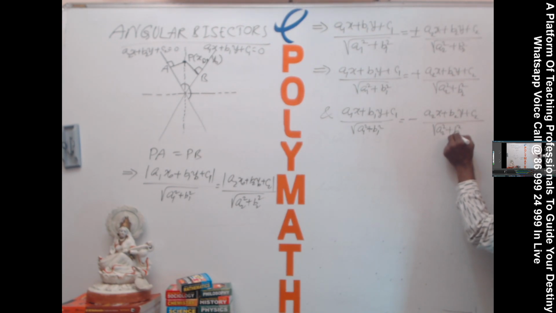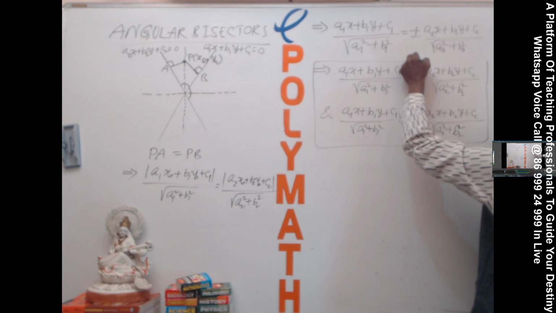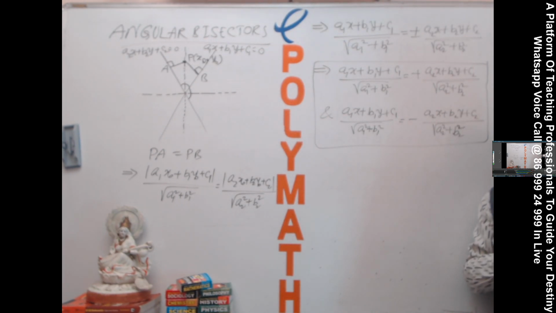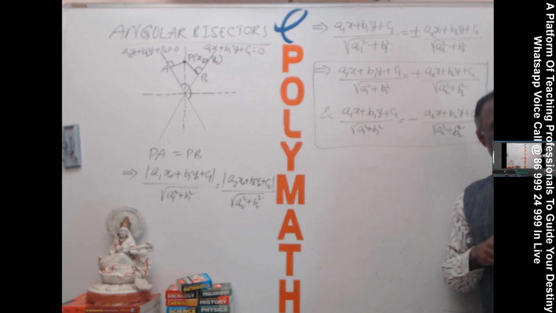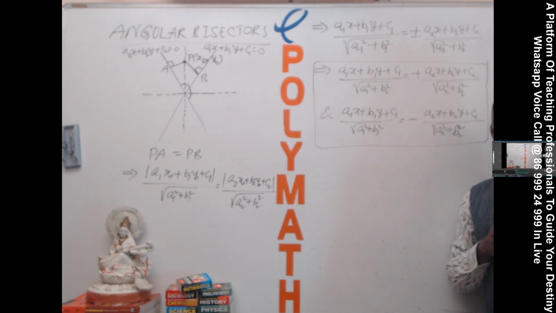How many angular bisectors do we have got here? We have got 2 angular bisectors. One is with plus, the other one is with minus. You got two angular bisectors. But is this angular bisector the acute angle bisector or not? Is this angular bisector the obtuse angle bisector or not? We don't know that.